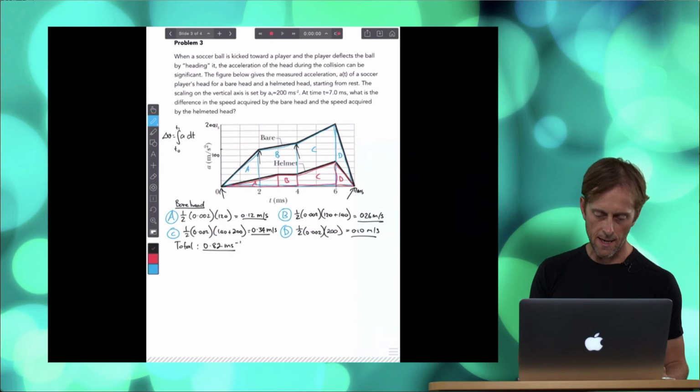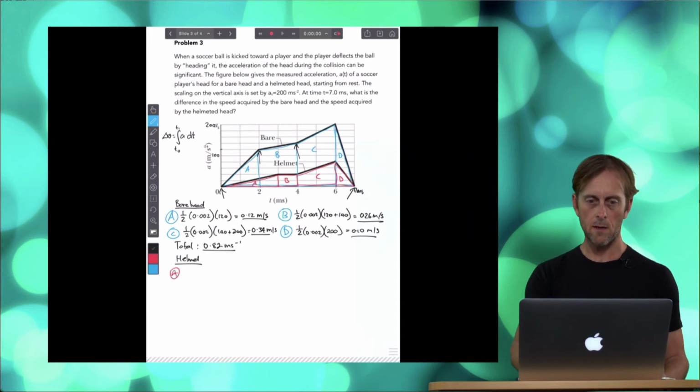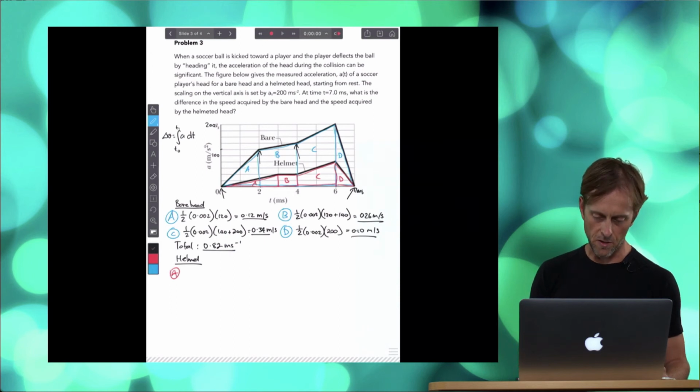So for a helmeted head, we do the same thing. Okay, so we're going to get the area of that first triangle, which is half the base times the height, so half 0.003 in this case, times the height, which is 40, 0.06 meters per second.